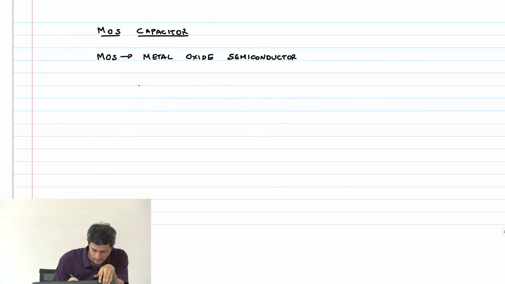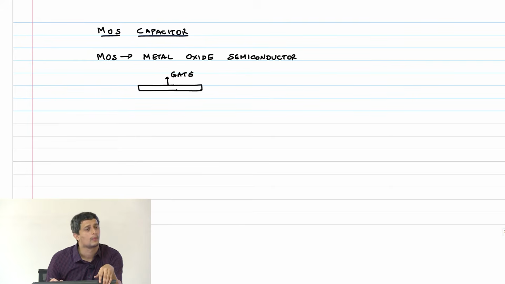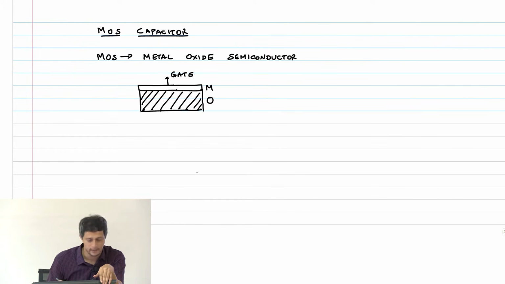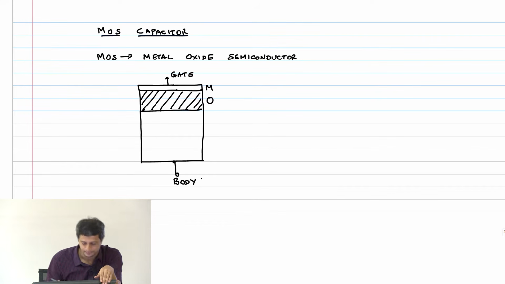So the structure of the device is the following. You have a metal which is called the gate. Then you have a thin oxide, by thin I mean maybe a nanometer at least, maybe 3 to 4 nanometers at most. Okay, this is metal, oxide, and then you have the semiconductor which goes pretty deep. This terminal, the second terminal, is called the body.